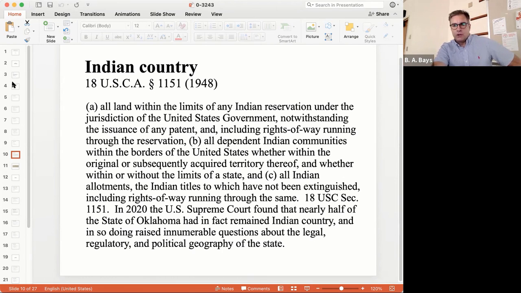Any questions on Indian country? So we have a definition of Indian country, and it's a pretty inclusive definition. How about if, say, my daughter is 1/8 Cherokee, and she buys a house in Dallas. Okay, and the title to the house is in her name. Is that Indian country? No, it has nothing to do with Indian country. So if you said no, you're correct.